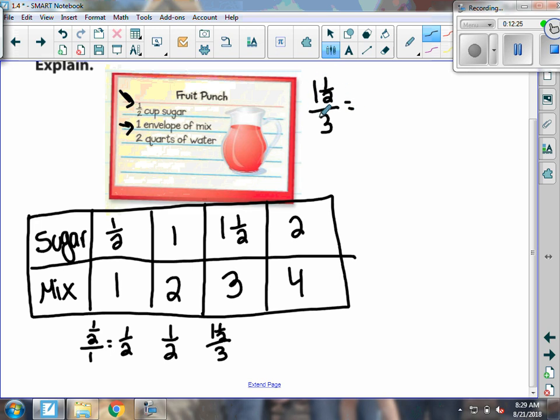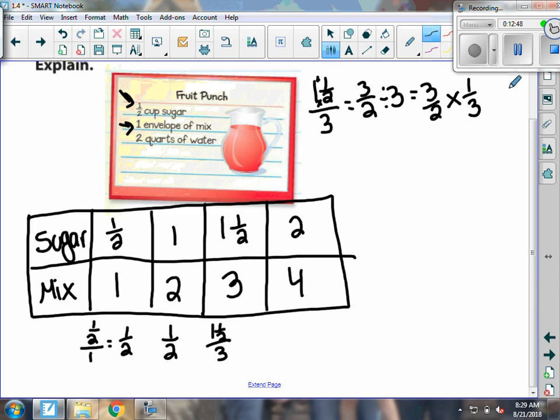So let's turn this to an improper fraction. 1 times 2 is 2, plus 1 is 3. So we have 3 halves divided by 3. Now we keep, change, flip. This is on the quiz, so you need to make sure that you know this. Keep our first number, change our sign, flip our second number.